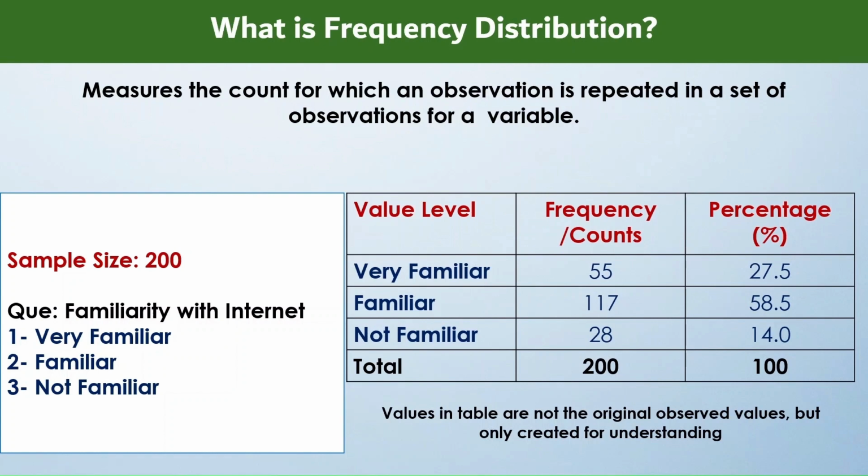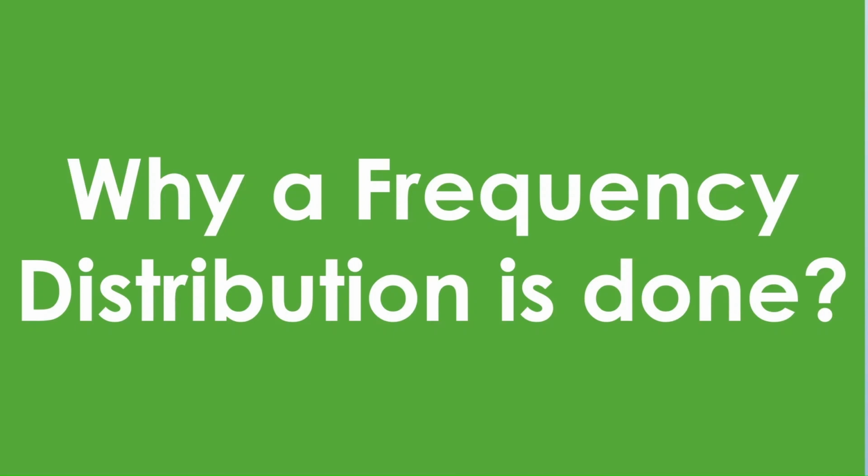Mostly, frequency distribution is performed or used to find the percentages. So, by calculating the percentages, we can easily say that about half of the respondents are familiar with the internet, while only 14% of the respondents are not familiar with the internet. Why is a frequency distribution analysis done?